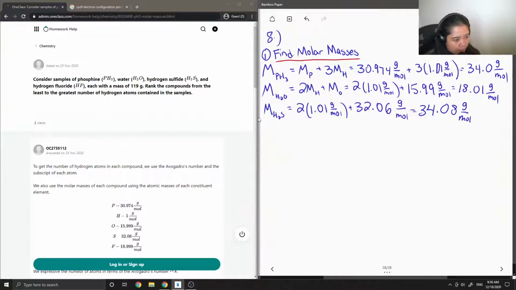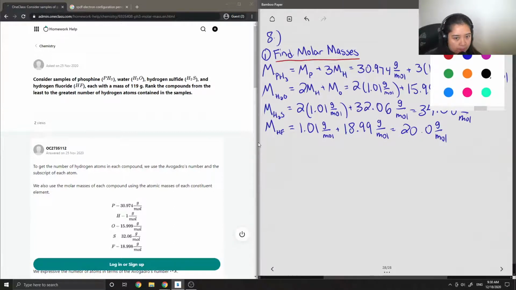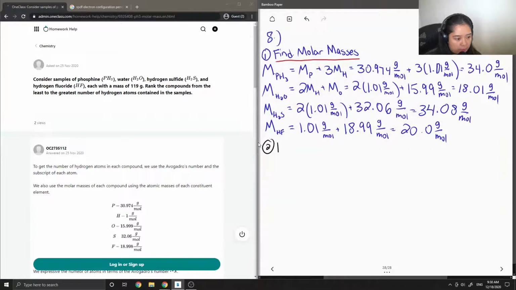And then lastly, we have hydrogen fluoride. So its molar mass is just 1.01 plus 18.99, which is just around 20 grams per mole. Okay, so now that we have all of the molar masses, the second step is to find the number of moles when each of their masses is 119 grams.